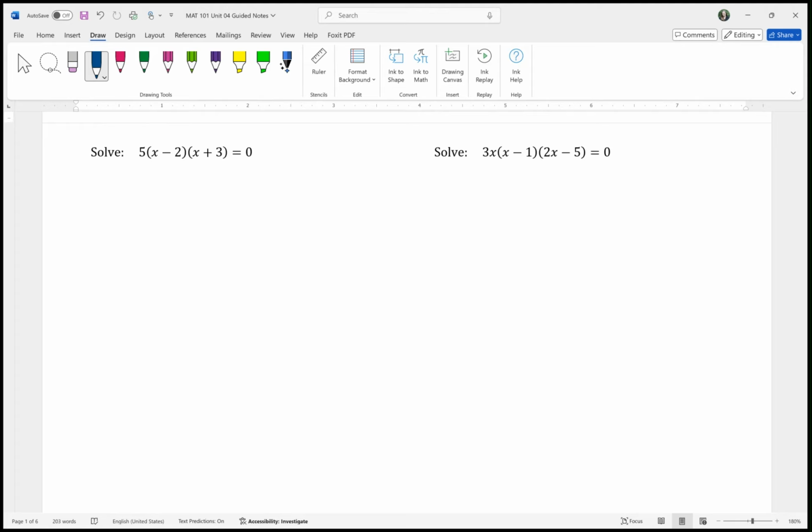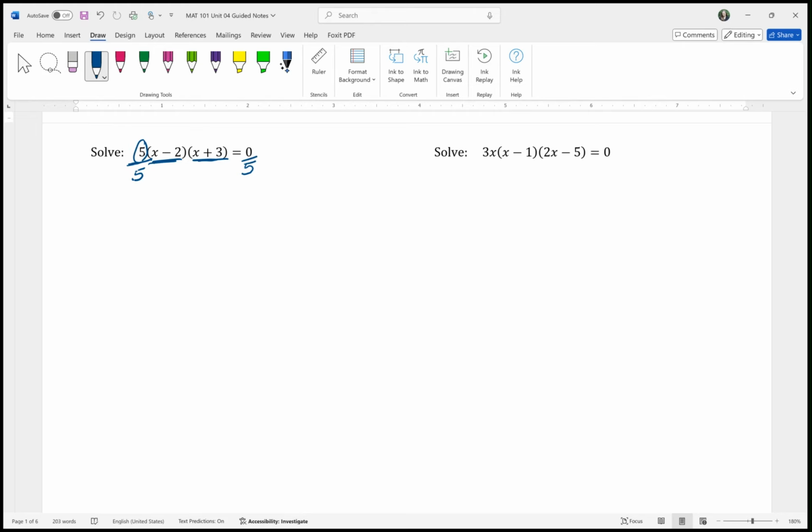So a perfect example of this is this first example here. You've got 5 times x minus 2 times x minus 3. So our only factors containing a variable are the x minus 2 and the x minus 3. So what about this 5? Well, the 5 you really can ignore, but I want you to understand why. Because technically, if I wanted to kind of consider this 5, I could actually divide by 5 on this side and divide by 5 on this side.